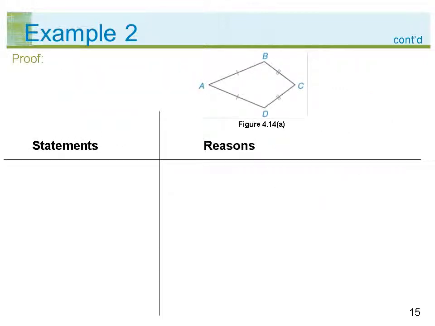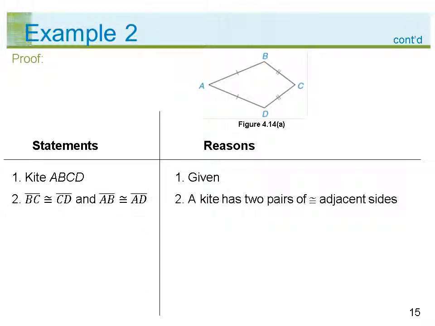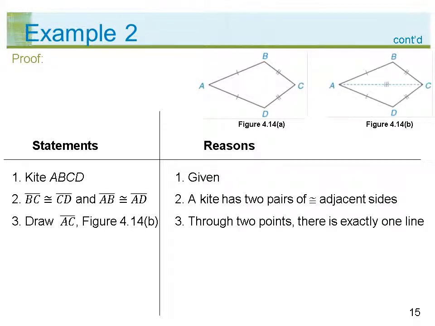Proof. Statements. Reasons. Statement 1. Kite ABCD. Reason 1. Given. Statement 2. Segment BC is congruent to segment CD, and segment AB is congruent to segment AD. Reason 2. A kite has two pairs of congruent adjacent sides. Statement 3. Draw segment AC, figure 4.14b. Reason 3. Through 2 points, there is exactly one line.